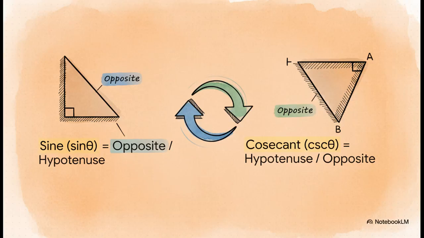And bam, meet cosecant, or CSC for short. Just look at the screen. It's the literal, mathematical reciprocal of sine. It uses the exact same two sides of the triangle, just flipped. That's why I like to call it sine's upside-down twin.